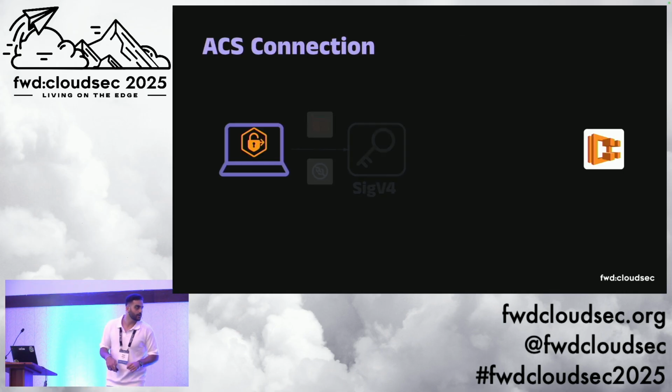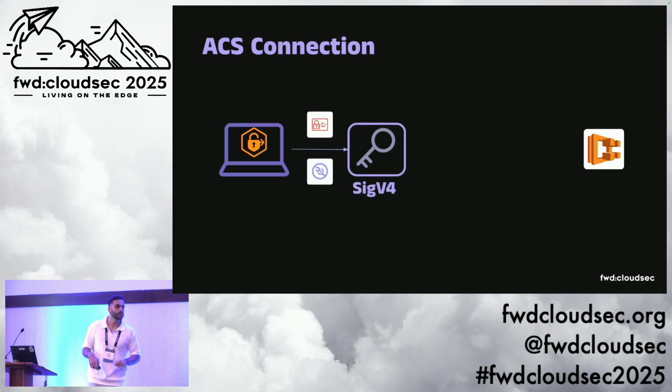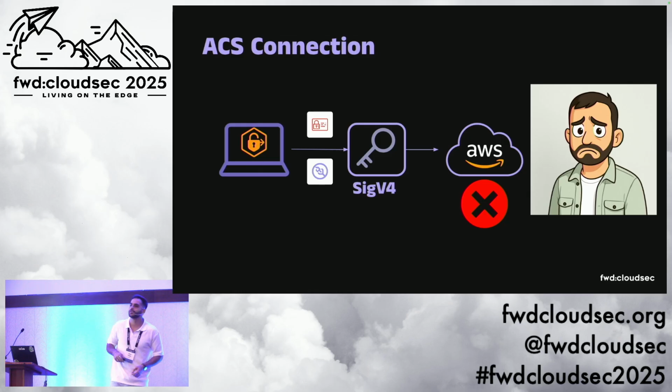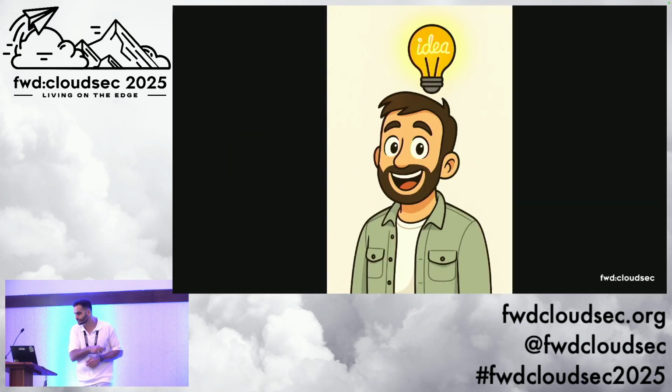Now that I have the URL, I try to use my role, sign it, and connect to AWS. But sadly, I don't have the ECS permissions. So what can I do? This is where I had an idea.